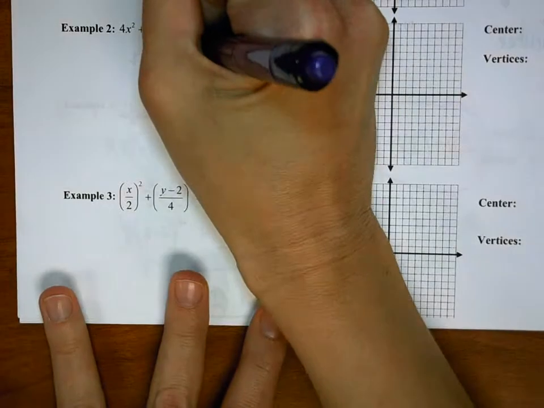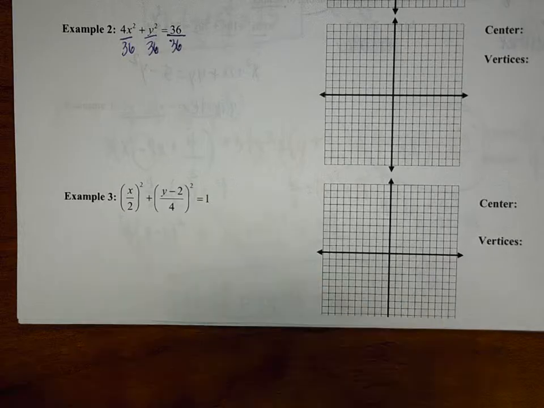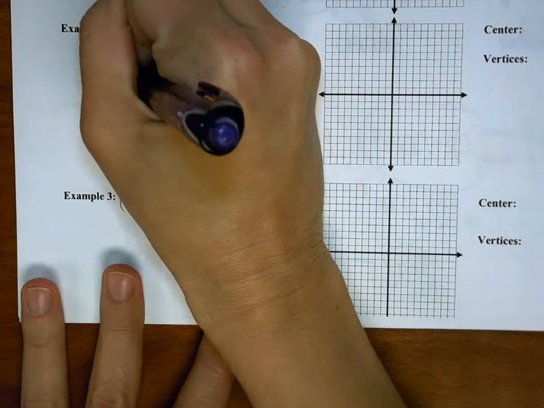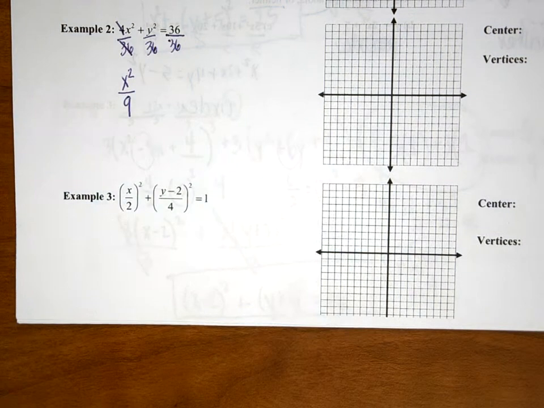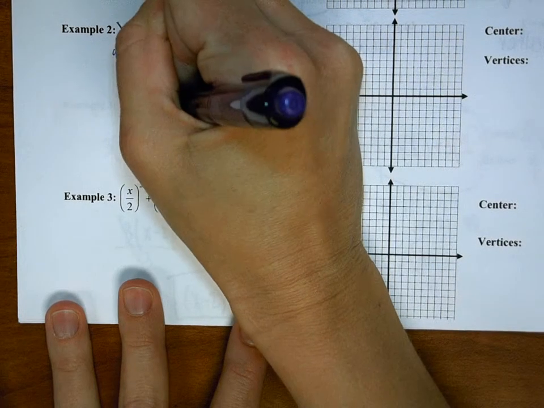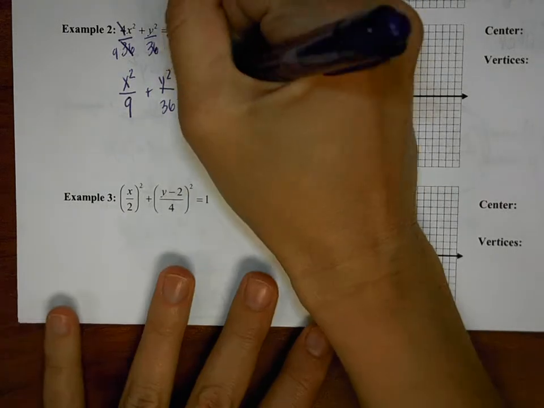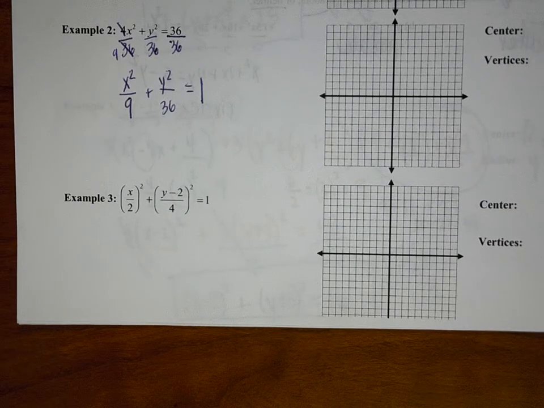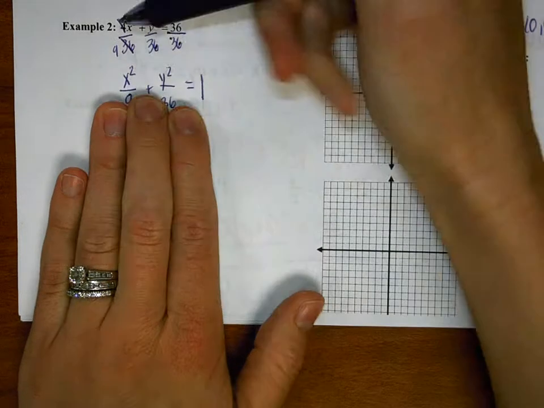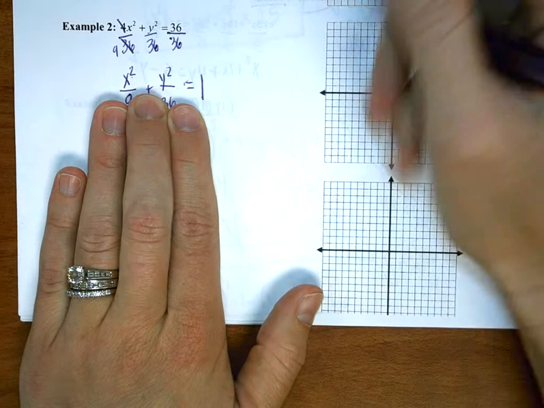So we're dividing each of these by 36. When I do that, 4 goes into 36 how many times? 9. So we have x squared over 9, plus y squared over 36 equals, and 36 divided by 36 is 1. Okay, what is my center on this? 0, 0, because we're always looking at the values that are with the x and with the y on top. There's nothing there, so it's 0, 0. So we'll plot our 0, 0.